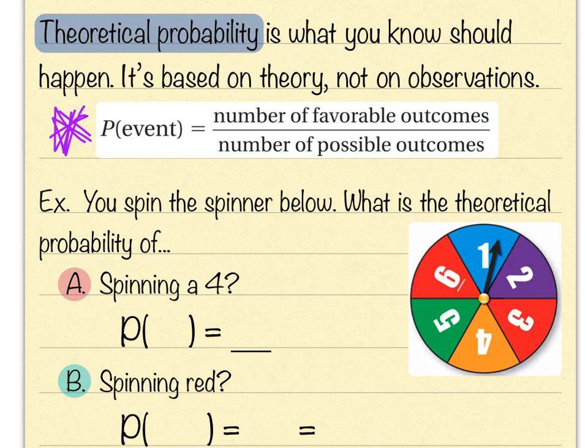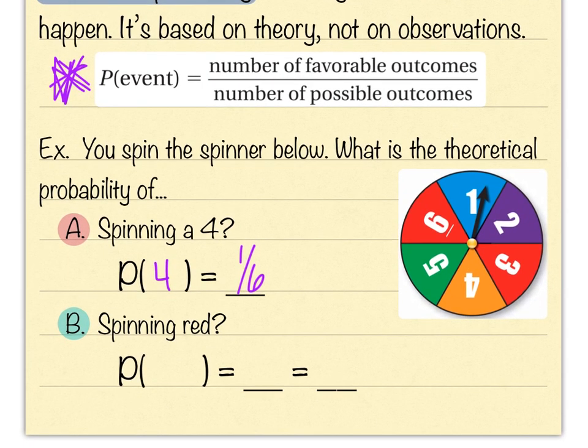So let's look at this example here. You spin the spinner. What is the theoretical probability of spinning a 4? So the probability of spinning a 4, we write it like that, P parentheses 4. There's only one 4 out of 6 spaces, and that doesn't reduce. That's all I have to do. It's just normal probability. The next one says spinning red. Well, there's 2 red spaces. Put that in here, red. There's 2 red spaces out of 6, which is going to reduce to 1/3 as our final answer. So that's really easy. Theoretical probability is what we've been doing for a couple sections now.